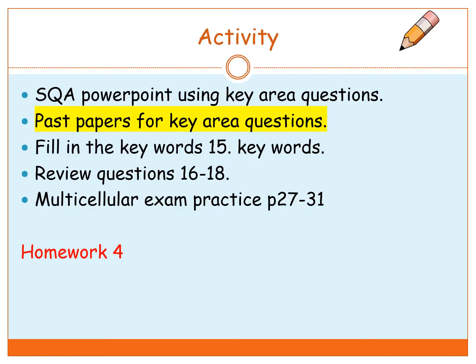Now you can complete the activities below to review your learning and make sure you understand variation and inheritance. So you can do the SQA PowerPoint that is found in one PowerPoint. You can do the past paper questions for key area questions that are found in the past papers for key area questions, and it would be the variation one. You can do the consumables, which are the fill in the keywords 15, and the review questions, which are 16 to 18 in the consumables. And then you can answer the questions on page 27 to 31 of the Multicellular Exam Practice book. And then you can do homework 4.